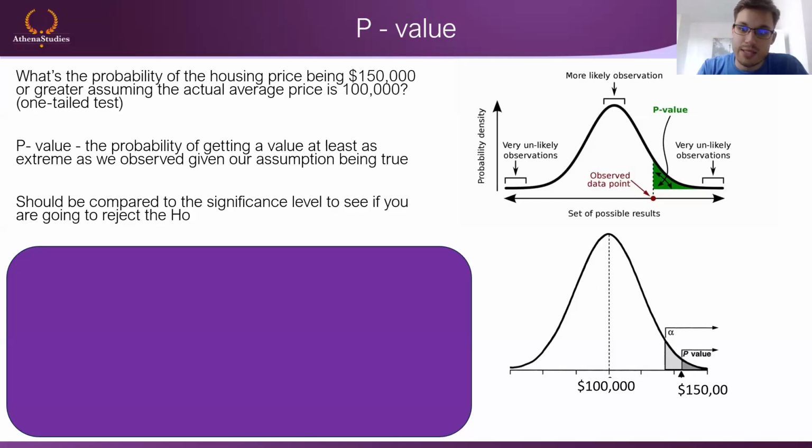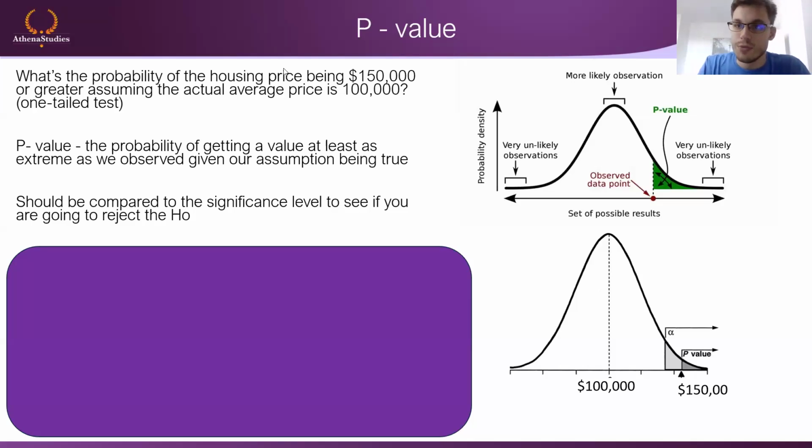P-values are the way we get significance levels. So p-values give us our significance levels, and based on those two, they're interchangeable. I will show you. You compare the p-value and the significance level in order to see if you have a rejection or not a rejection of H0.